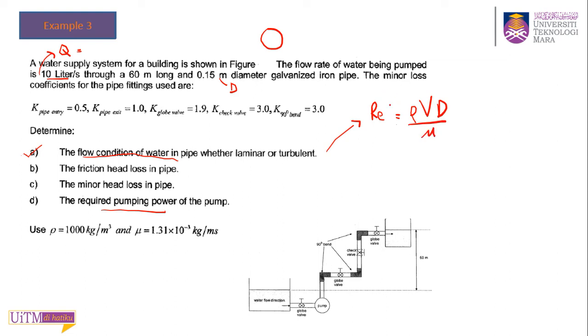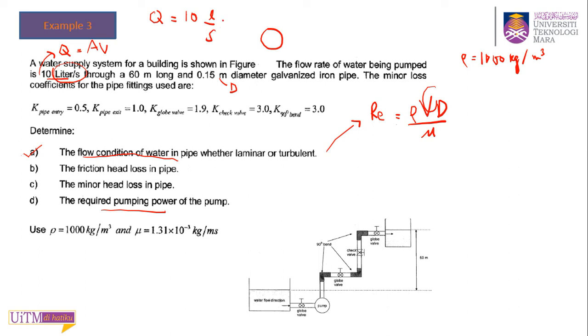So we have the rho. Rho of this water is 1000 kilogram per meter cube. The velocity, we need to find the velocity from the Q. You can find the velocity from the volume flow rate. They give you the Q, 10 liter per second. So this Q we can change in meter cube per second. Always remember you need to change back to the standard unit.